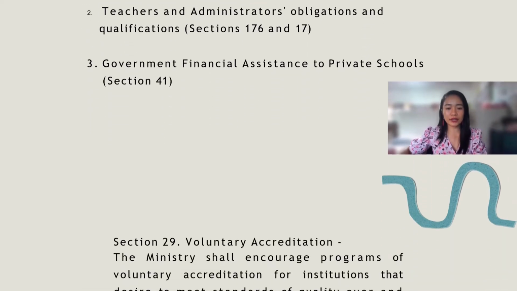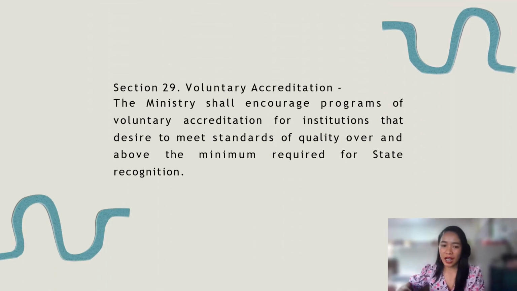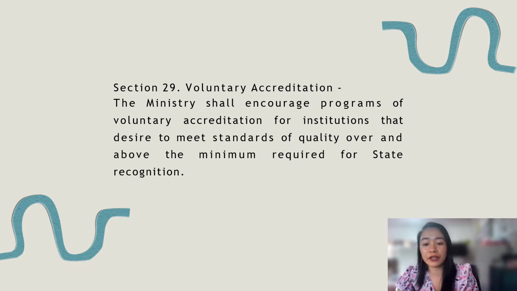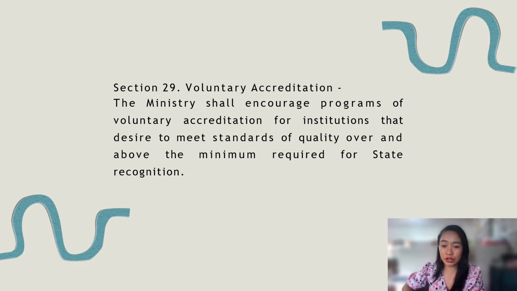So let's go to section 29. Voluntary accreditation. The ministry shall encourage programs of voluntary accreditation for institutions that desire to meet standards of quality over and above the minimum required for state recognition. Voluntary because it is a free will for any institution, colleges, and universities to be accredited with the Ministry of Education or the Department of Education. For colleges and universities, the CHED.